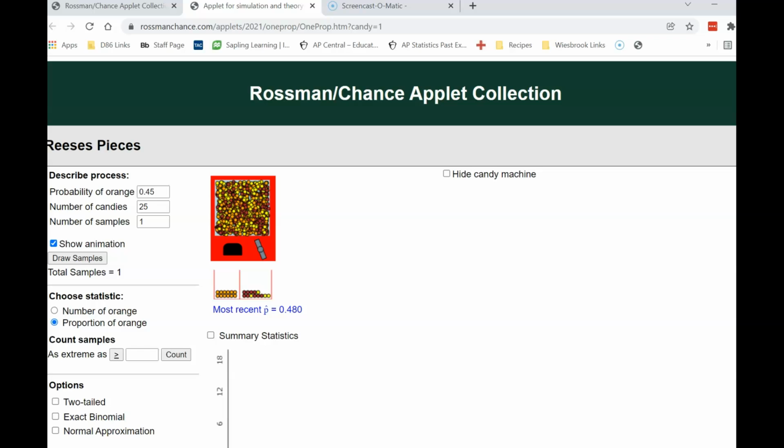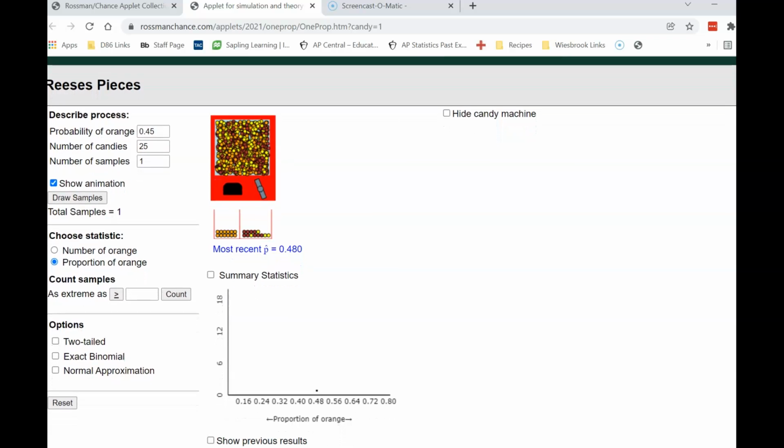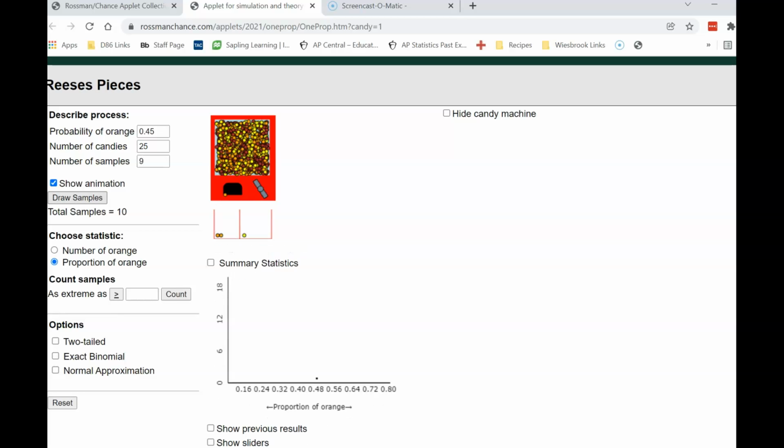It is 0.48. And then you can see down here in the graph, let me scroll here a little bit, it put a dot there at 0.48. So 0.48 is one sample proportion that we're going to use to graph a sampling distribution. So then part B, change the number of samples to 9. Okay, so let's change this to 9 and click Draw Samples so that we have a total of 10 samples.